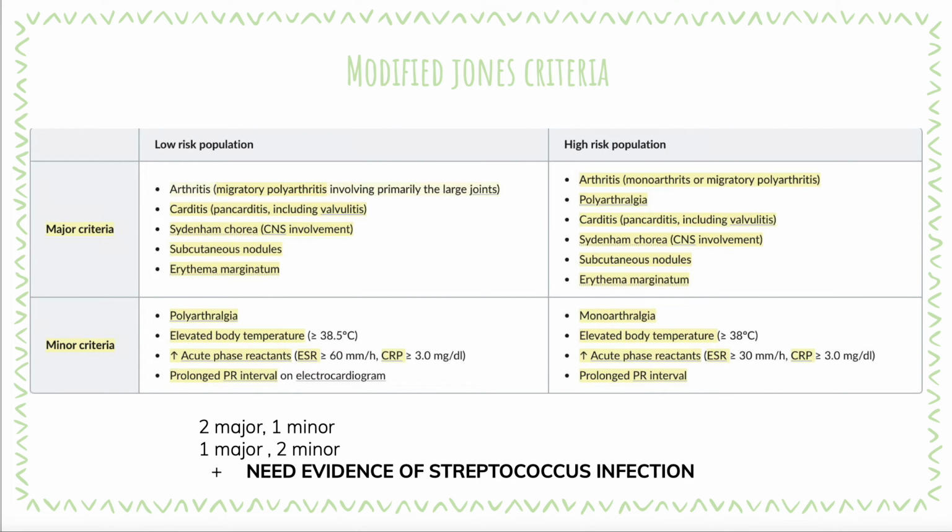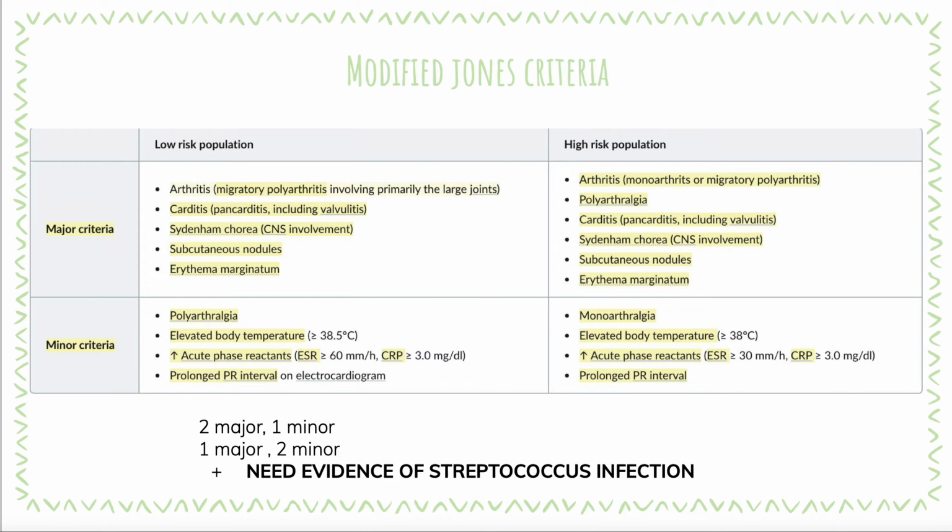Plus, something that most students forget about: you need to have evidence of streptococcal infection. This is very crucial. You cannot say this is rheumatic fever if you don't have a streptococcal infection. So what do I mean by evidence of streptococcal infection? We mean we need either a culture, anti-streptolysin O titer, which is an antibody against the streptococcus, or rapid antigen testing. Any one of these is considered evidence.